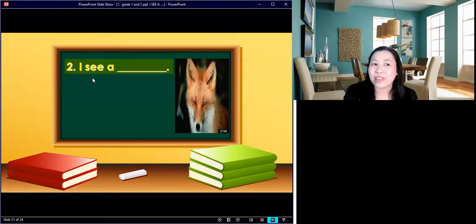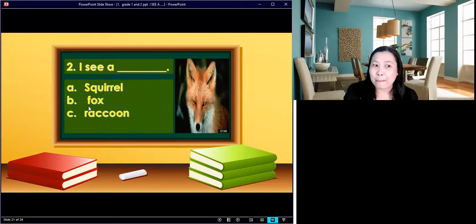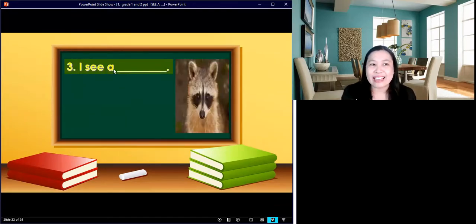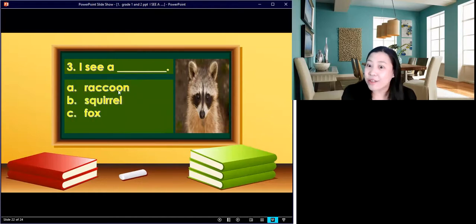Number 2. I see A, squirrel, B, fox, C, raccoon. What's this? That's right, letter B. Letter B, a fox. Number 3, I see A, raccoon, B, squirrel, C, fox. What's this? That's right, raccoon. The answer is letter A.